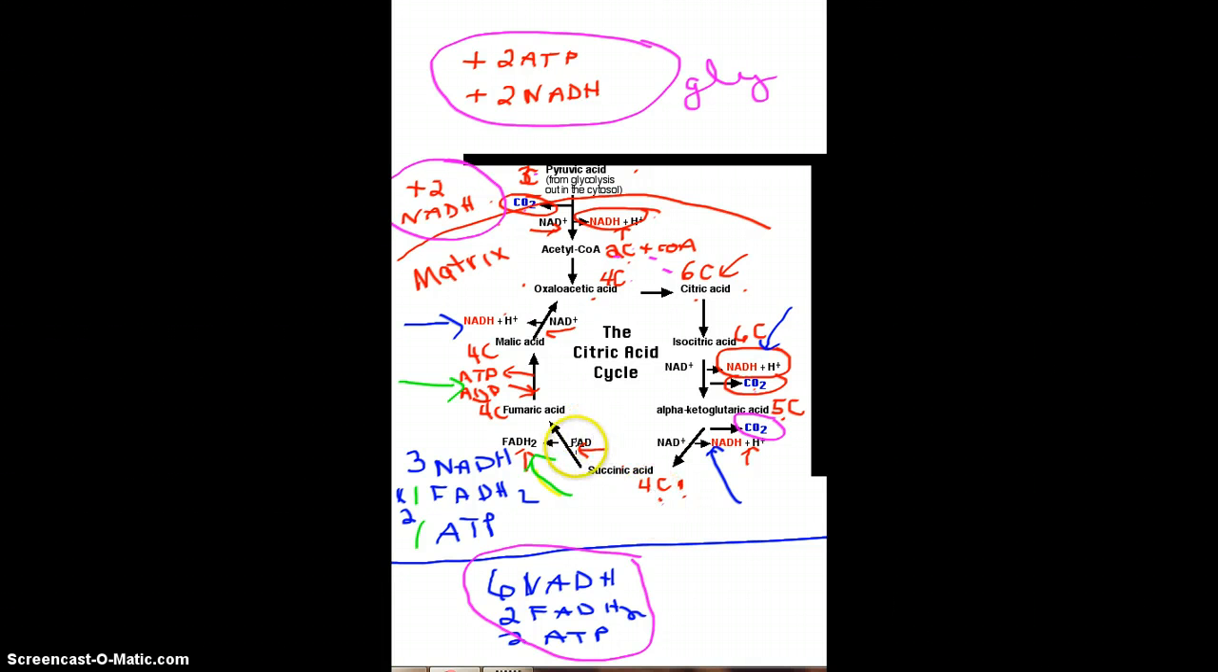So now we're going to take a little bit more energy out and convert this 4 carbon back into a usable 4 carbon to pick up some more acetyl-CoA. And that's the Krebs cycle. Should make more sense when we get to the electron transport.